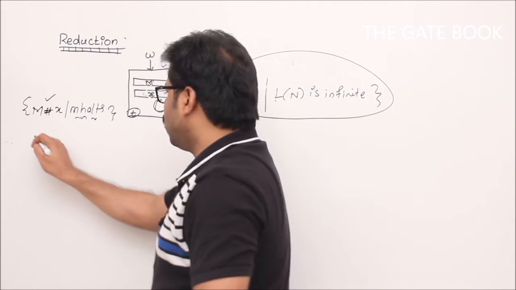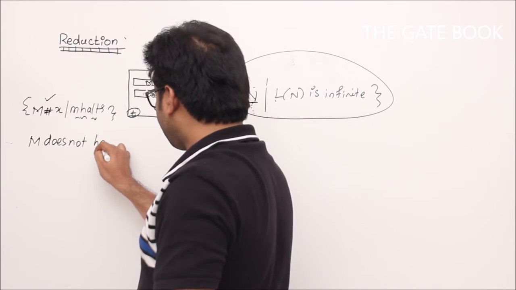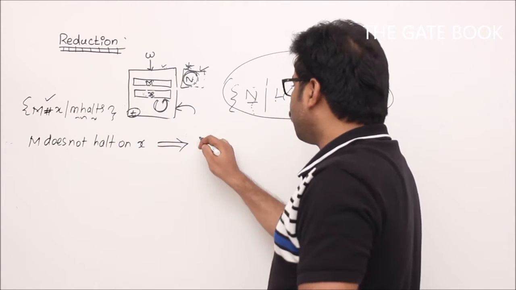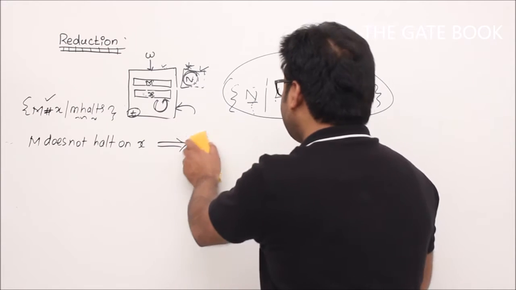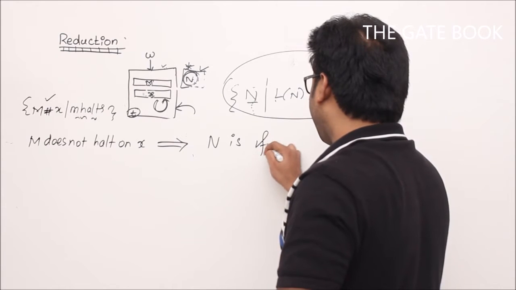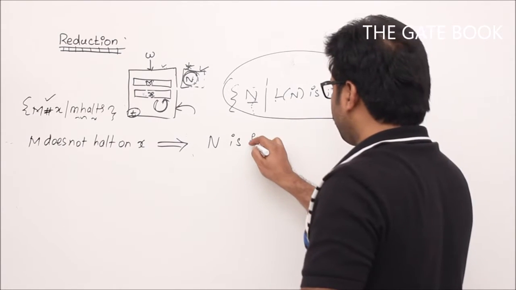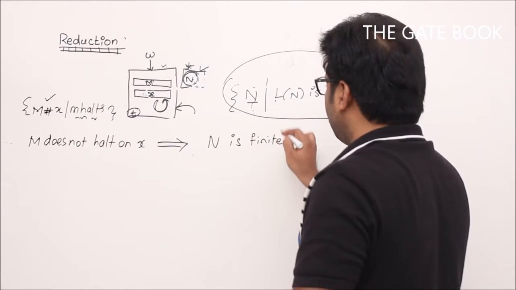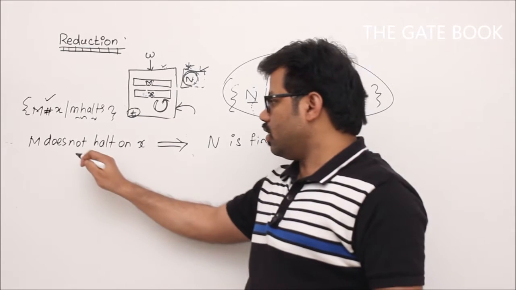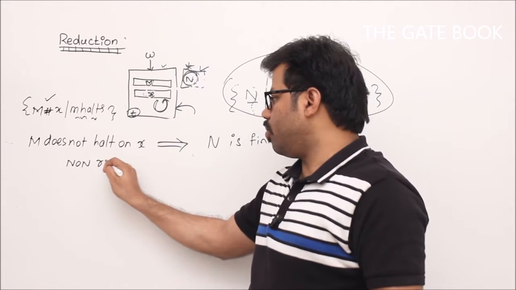What was that? We had a reduction like this: M does not halt on x. These instances are reduced to what? N's language is not infinite, that means finite, correct? Now, if M does not halt on x, recall what that language is. This language is non-RE, correct? Already we know that, remember it.